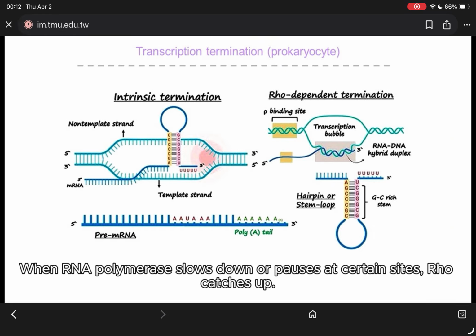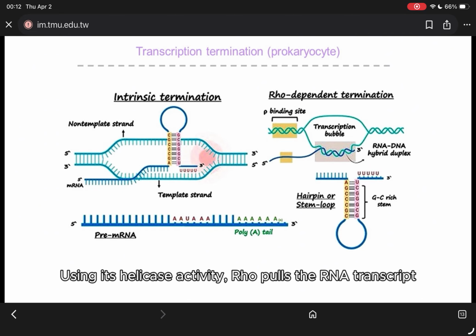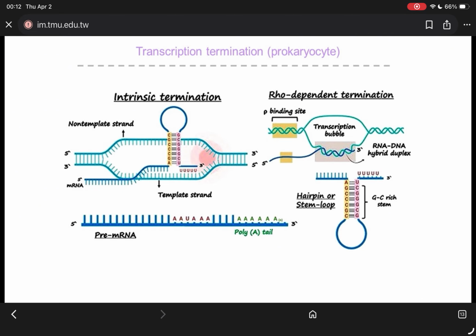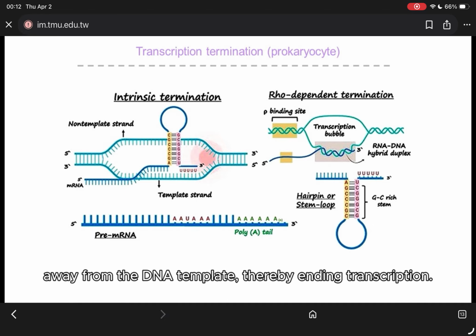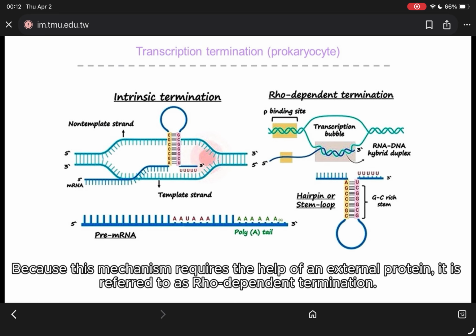When RNA polymerase slows down or pauses at certain sites, Rho catches up. Using its helicase activity, Rho pulls the RNA transcript away from the DNA template, thereby ending transcription. Because this mechanism requires the help of an external protein, it is referred to as Rho-dependent termination.